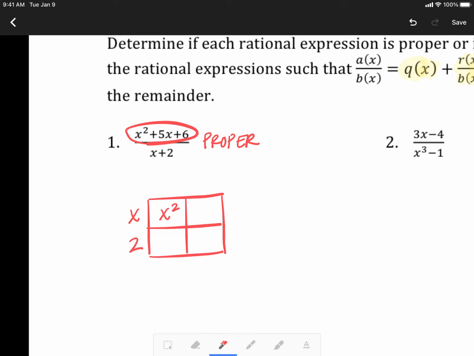X squared, well, x times x has to give me x squared. Multiply that down, I get 2x, but I need a total of 5x, so I'm going to add on 3x. And put a 3 at the top because 3 times x gives me that 3x. 6, well, 6 matches up. We have no remainder. So we could rewrite this function as just x plus 3.